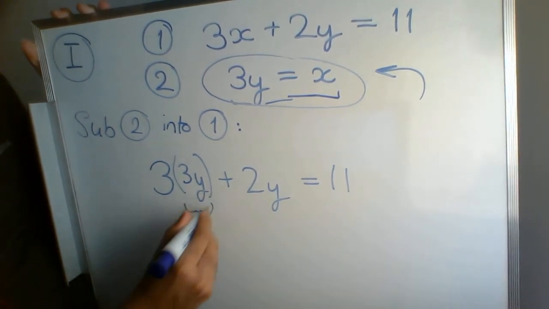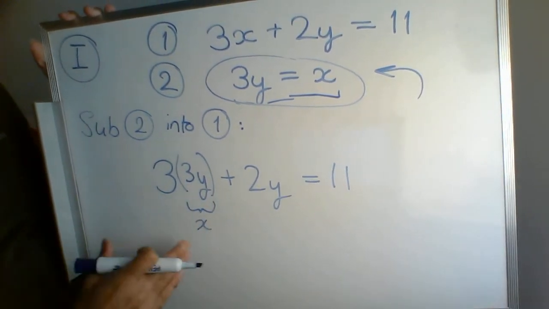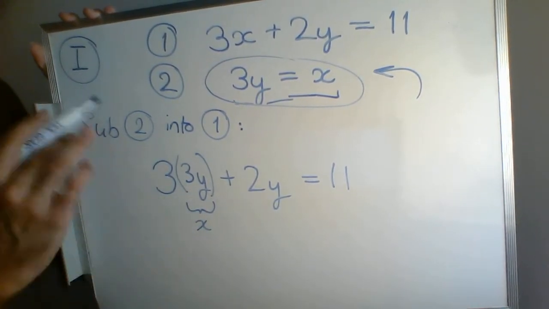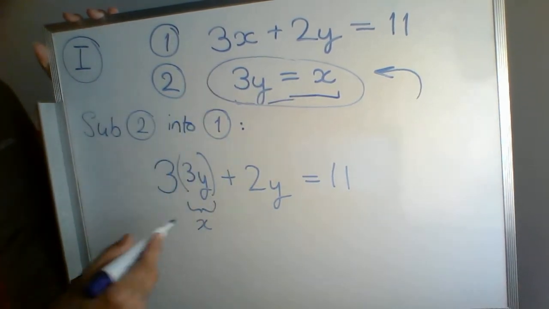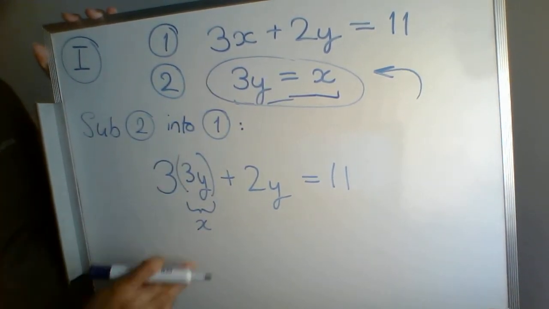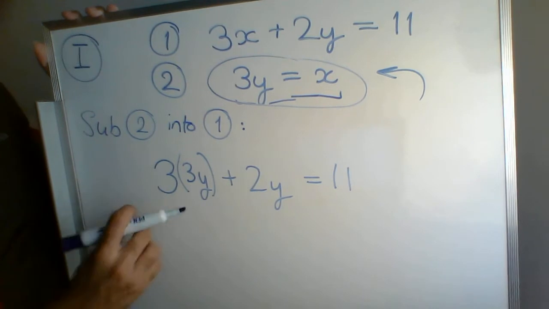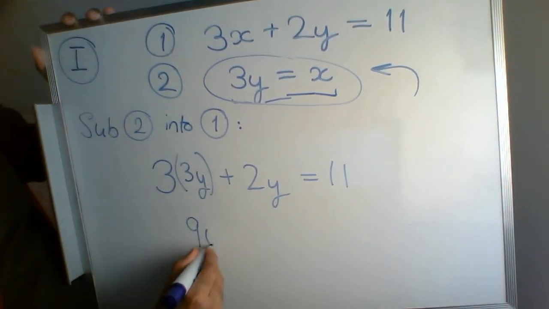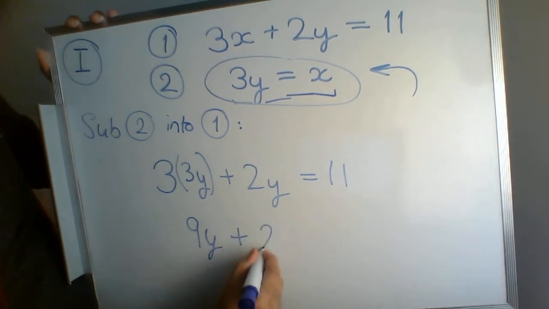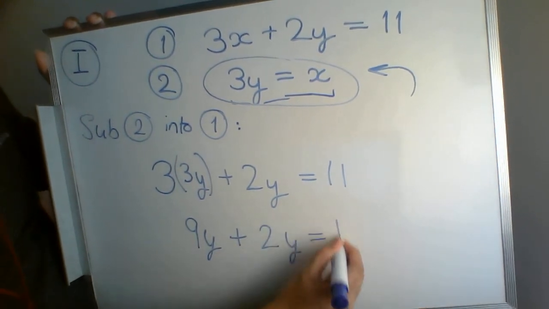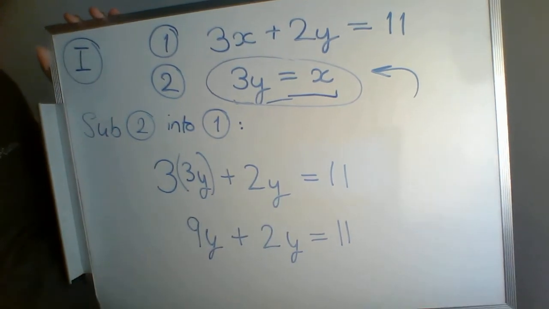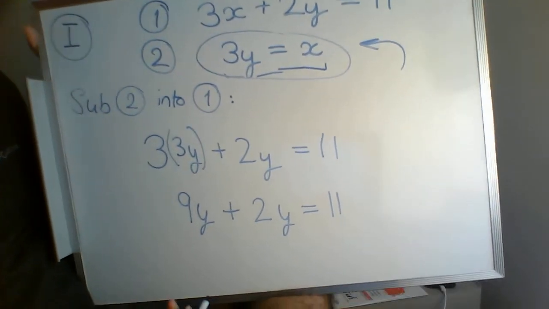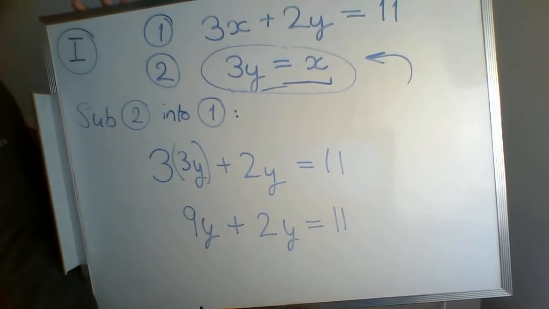So this thing right here used to be x, and I've replaced x everywhere that I see it. In this case, it's only showing up once, but I'm replacing it everywhere that I see it with the thing that it's equal to. So now I've got 3y in brackets here. So then if I rewrite that out, I'm going to just do the multiplication. 3 times y, that's going to be 9y plus 2y is equal to 11. And so now you can see we've got everything in terms of just one variable. It doesn't have to be x every time. This time we've got it in terms of y.